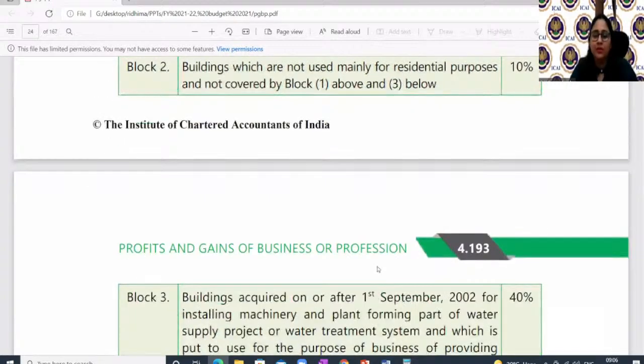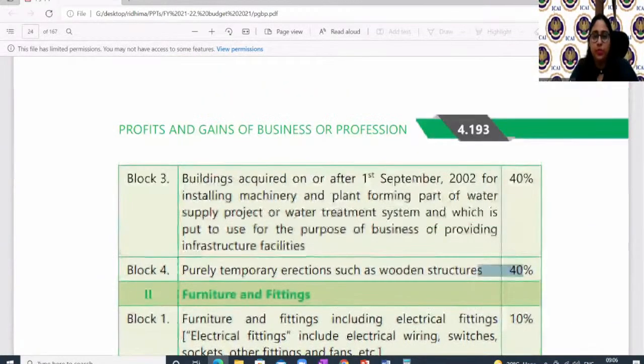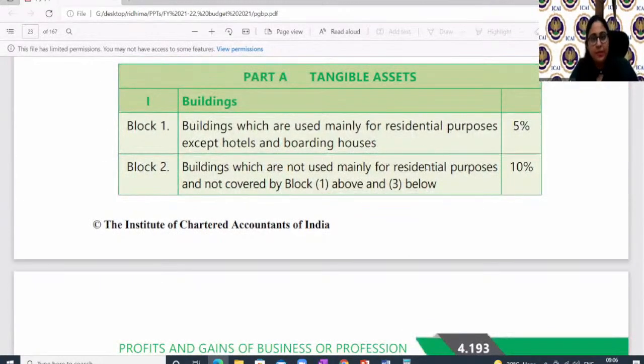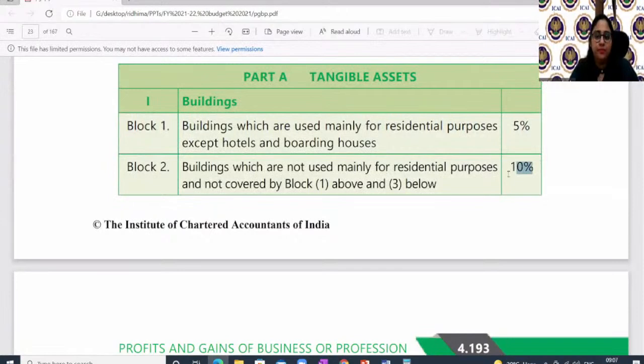Block 3 is not very important to you. Okay. In Block 1, a building which is used mainly for residential purpose, 5%. Don't go for a builder example. Go for an office which is situated in a residential house. Next, other than that, any other building would be depreciable at the rate of 10%.